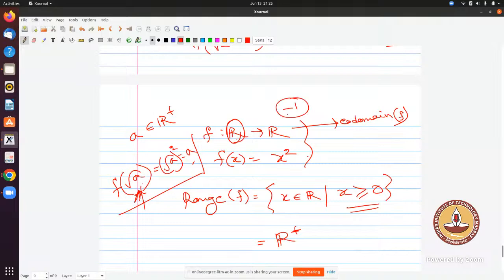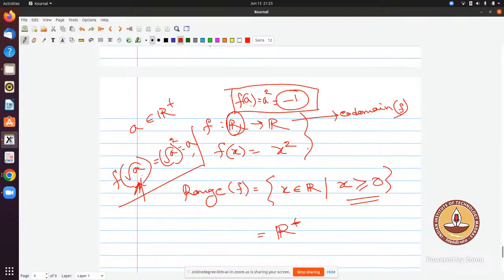If I take -1, I cannot take any a for which a square is -1, because then a will not be a real number. It will go to complex, but we are not going there. It is not a real number. So here range and codomain are not equal. The range is the subset of the codomain. So it is not onto. Is it clear? Yes, sir.